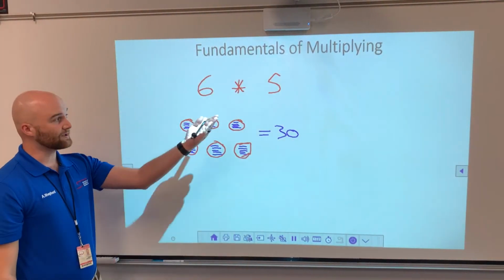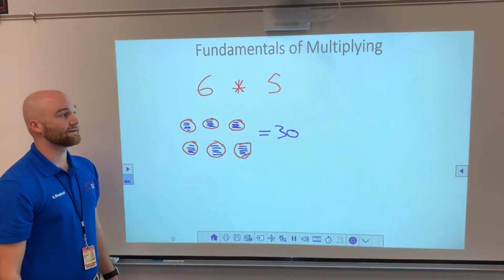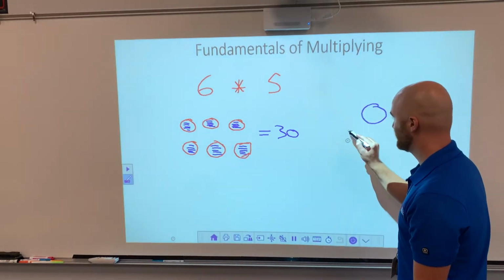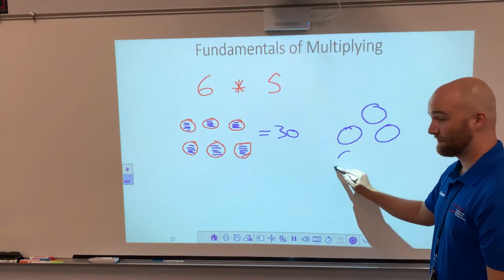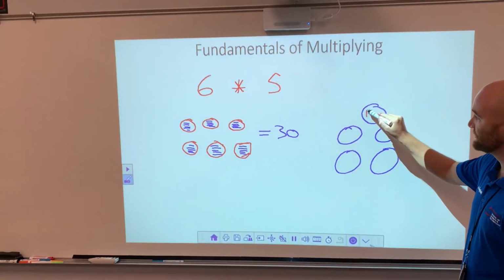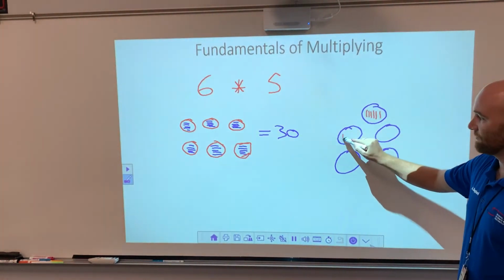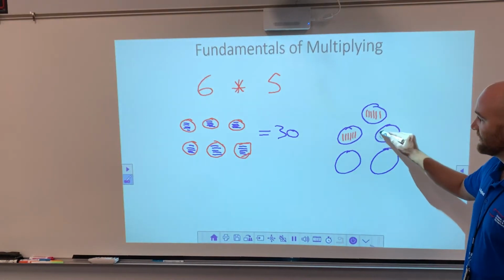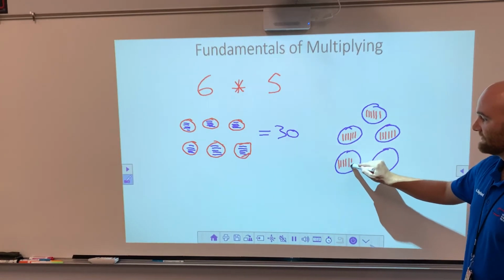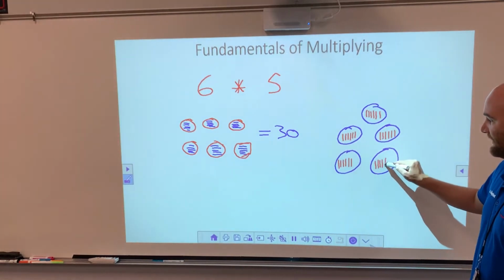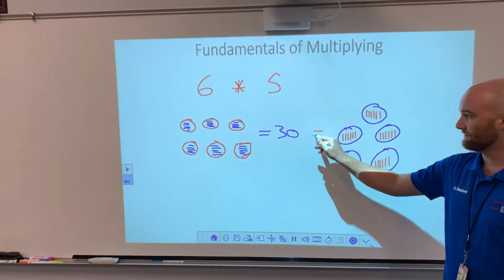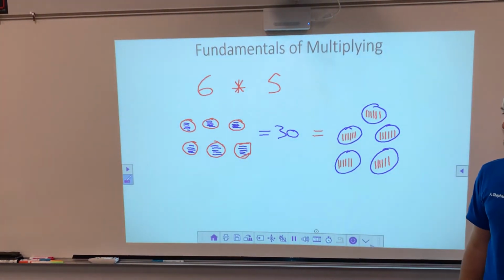But I could also read it going the other direction. I could read this as 5 sets of 6. I could say I've got 1, 2, 3, 4, 5, and each one of these has 6 in them. 1, 2, 3, 4, 5, 6. If I were to count all of these up, I would also see that I have 30 in there.